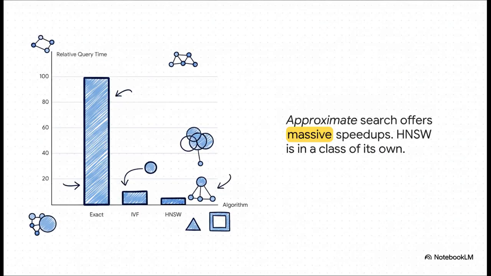And wow, if we just visualize the query time, the difference is just staggering. I mean, exact search is way off the chart. IVF brings it way, way down to something manageable. But HNSW, it's literally in a league of its own. For any app that needs that instant, real-time feel, this chart tells you everything you need to know about why HNSW is so often the default choice.